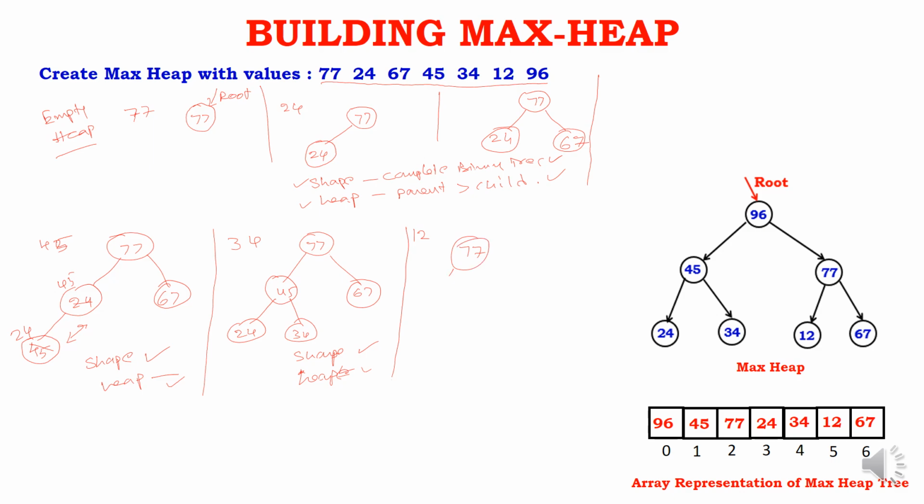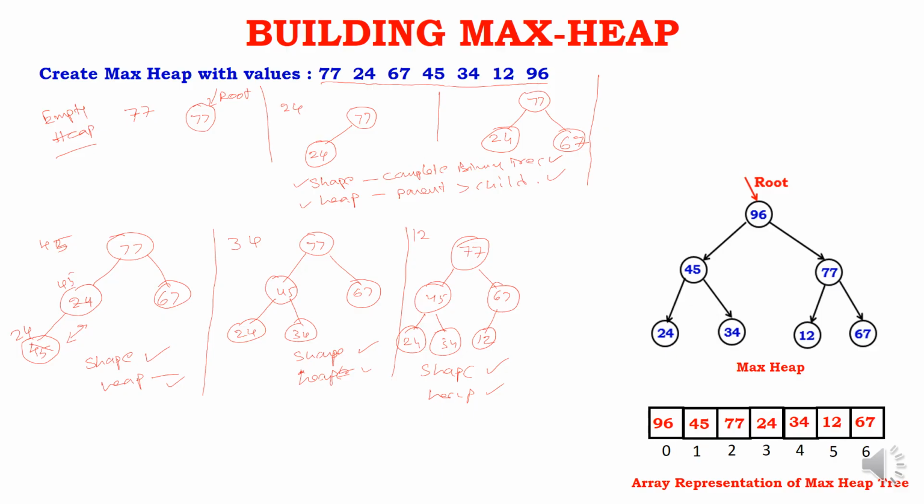77, 45, 67, 24, 34. We insert 12 at the end of the heap. So end of the heap means next possible location is left of 67. Now is it satisfying the property? Yes, it is satisfying the properties. Both the properties, shape property and heap property. Shape is a complete binary tree. Heap is parent should be greater than children.